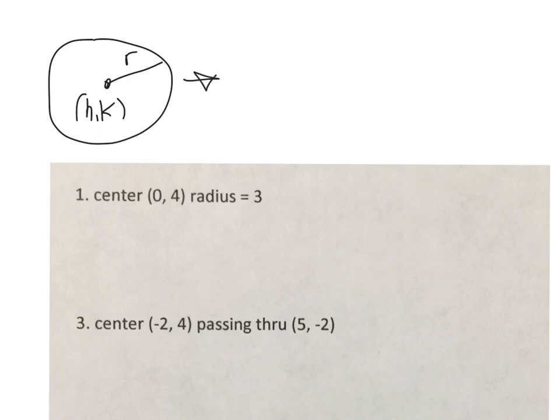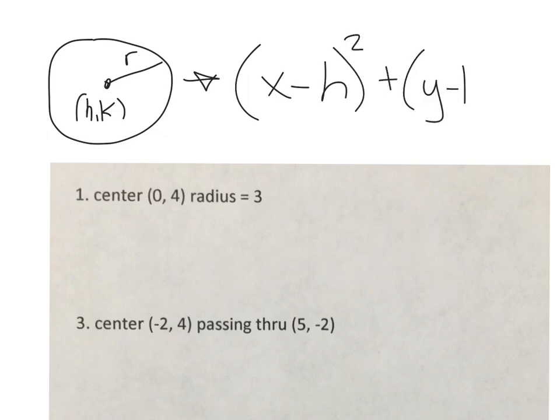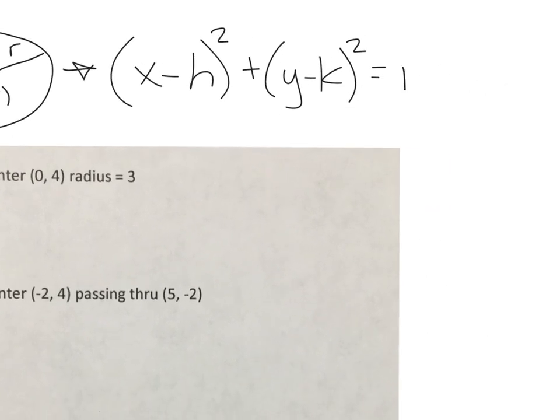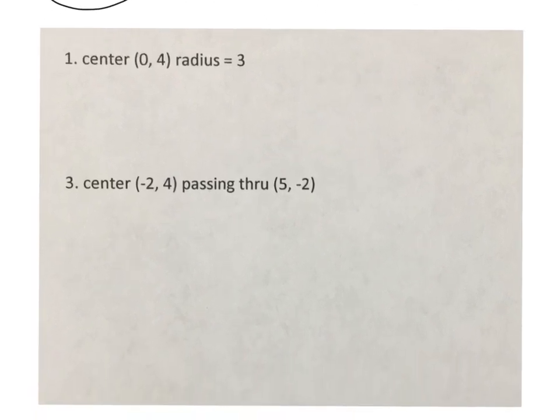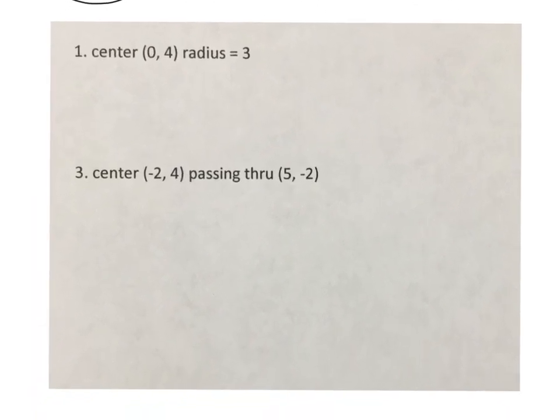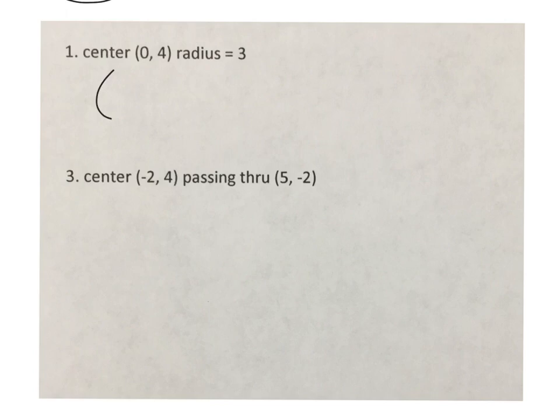Okay, this gives us the equation (x minus h) squared plus (y minus k) squared equals r squared. That is the standard form of the conic section called a circle, where h and k are your center and r squared is your radius squared. So pretty much right here, we're given the center and the radius, so nothing should be too tough.